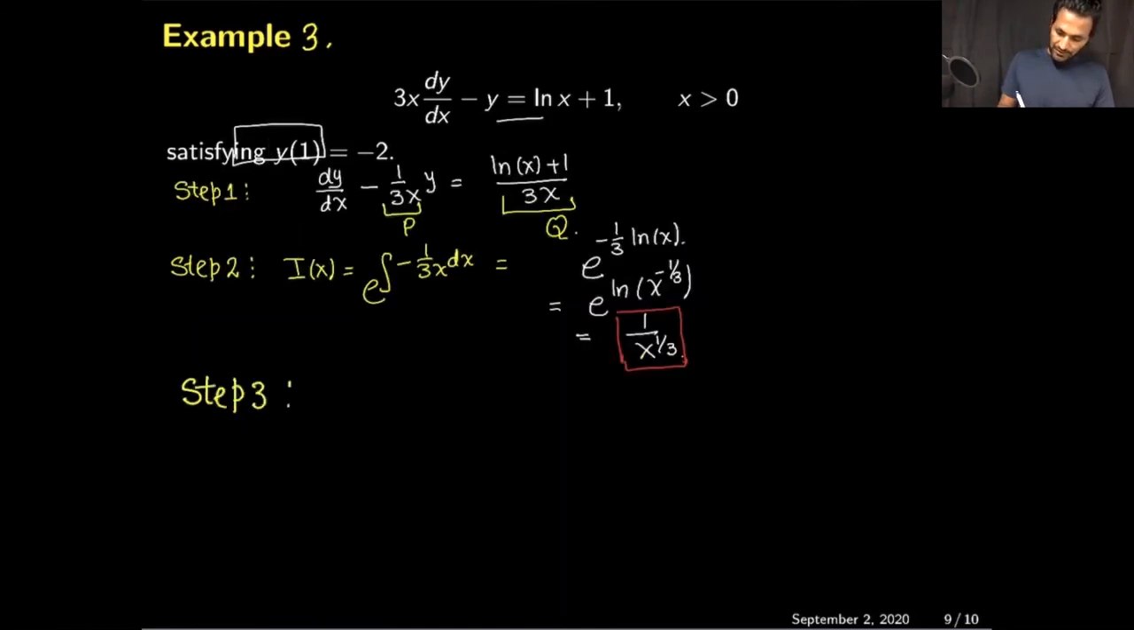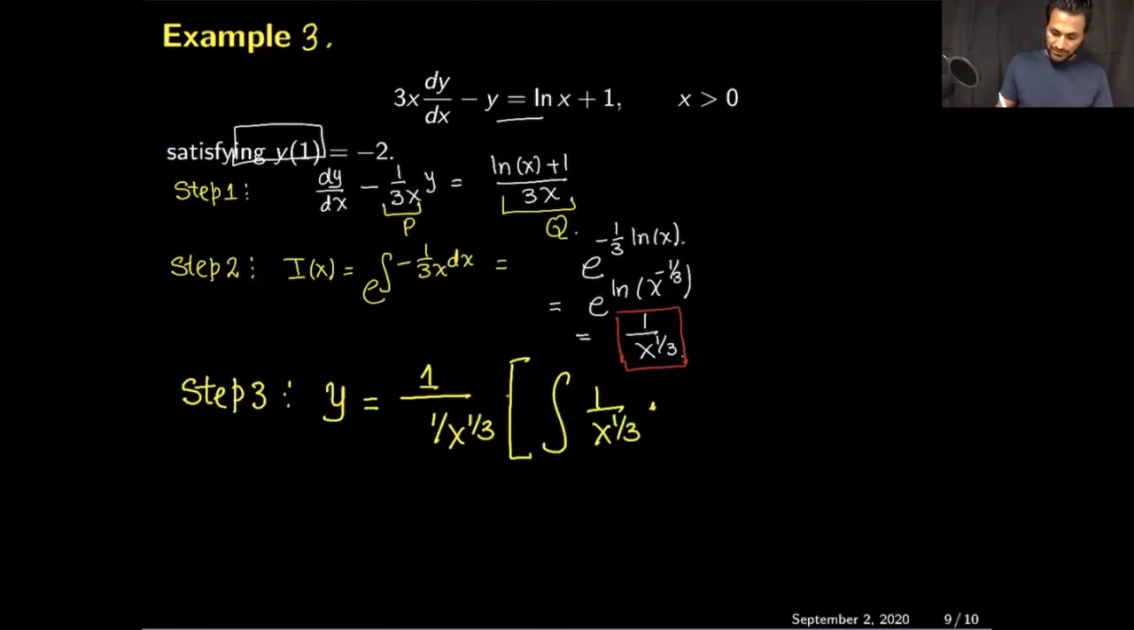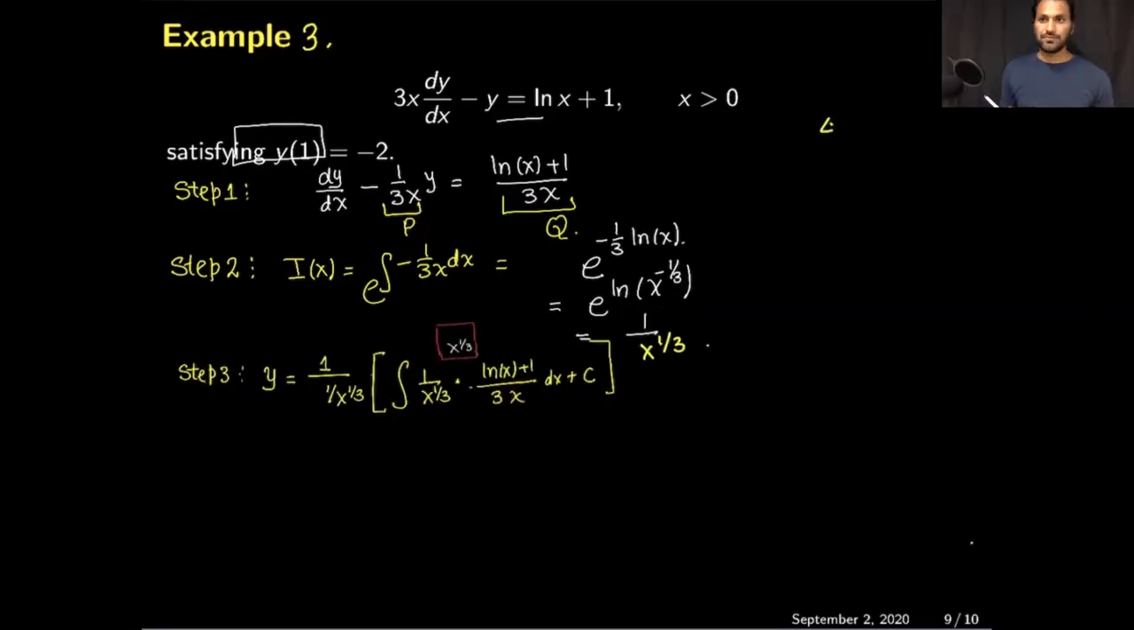Step number 3, our general solution is y is equal to 1 over the integrating factor, which is 1 over x to the power 1/3. And then we use the parentheses, integrate the integrating factor 1 over x to the power 1/3 times the function q(x), which is natural log of x plus 1 divided by 3x, dx plus c. So now we will simplify this function and compute this integration.